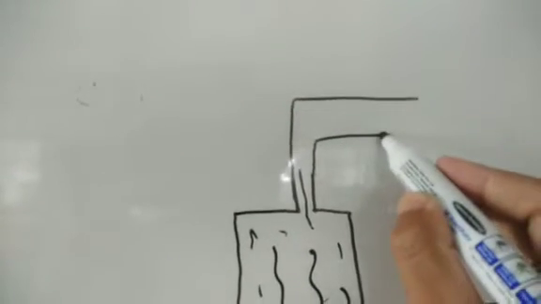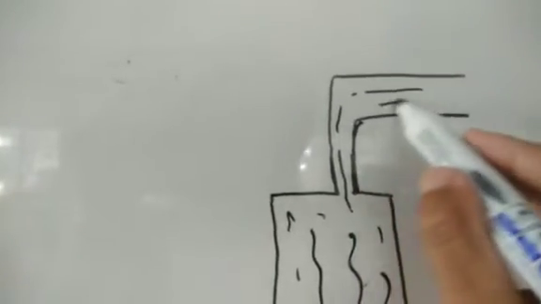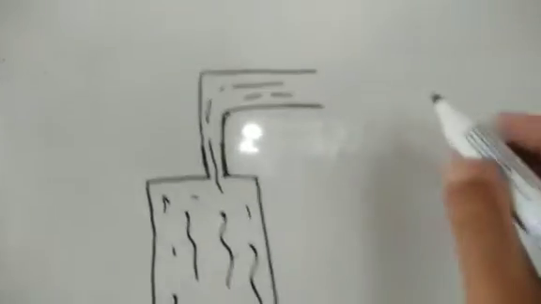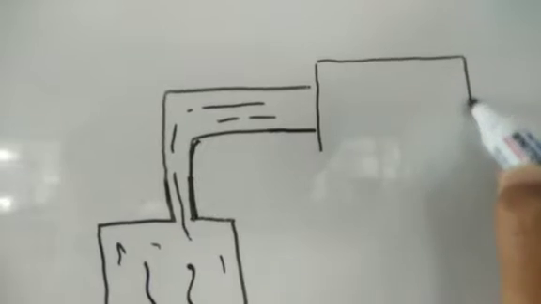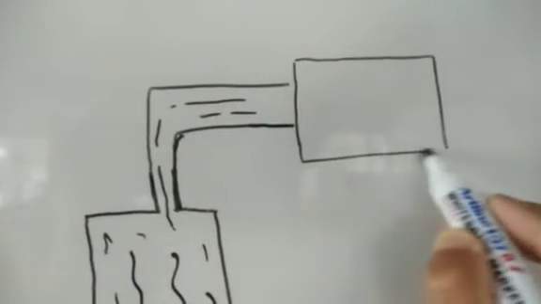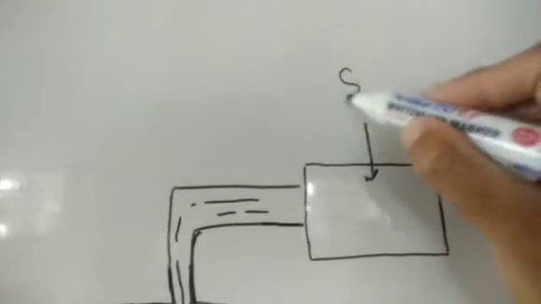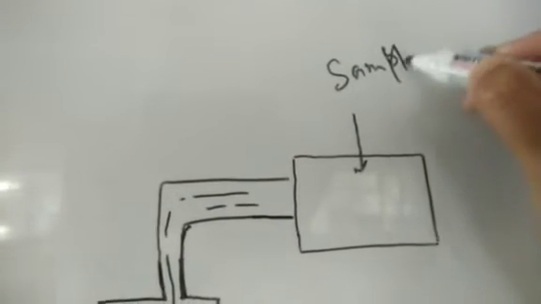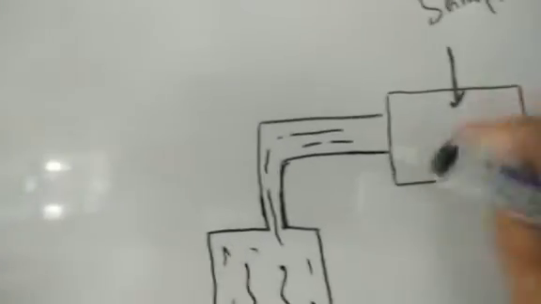So your carrier gas is moving from here since it's volatile. Then we have a chamber here, a small chamber. In this chamber the sample is injected. So we have a sample injection point here. The sample injection is basically a syringe type system that injects the sample here. It's syringe type.